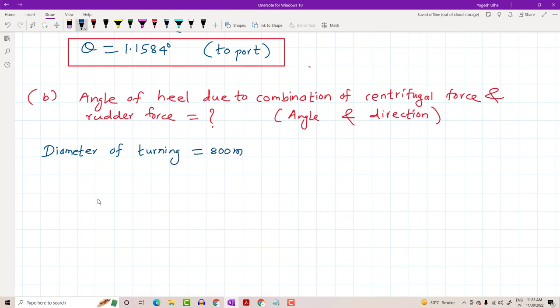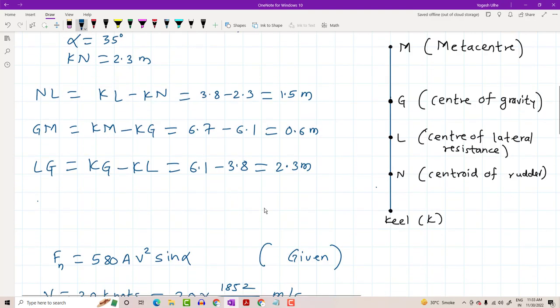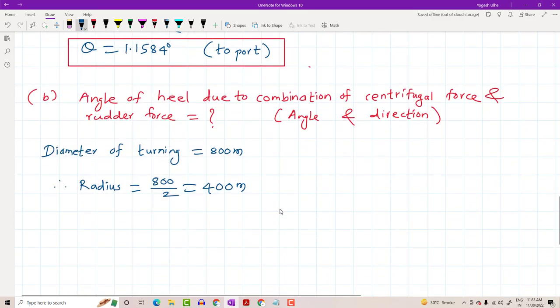800 meter. So therefore, what will be the radius of the turning? 800 by 2, diameter half, and that will be 400 meter. So always remember that in a hurry we might take this 800 meter as a radius, but always read the question carefully, and then you will come to know whether it is a diameter or radius.